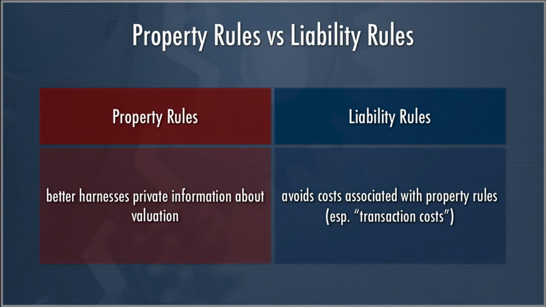And why is that? Well, because when I get an injunction, then if there's going to be a deal that would allow somebody to continue to trespass or continue to infringe my patent, it would have to be as a result of a deal between myself and whoever's trespassing or infringing. And the idea here is that private information, meaning my information and the information that the infringer has, would be harnessed and brought to bear.